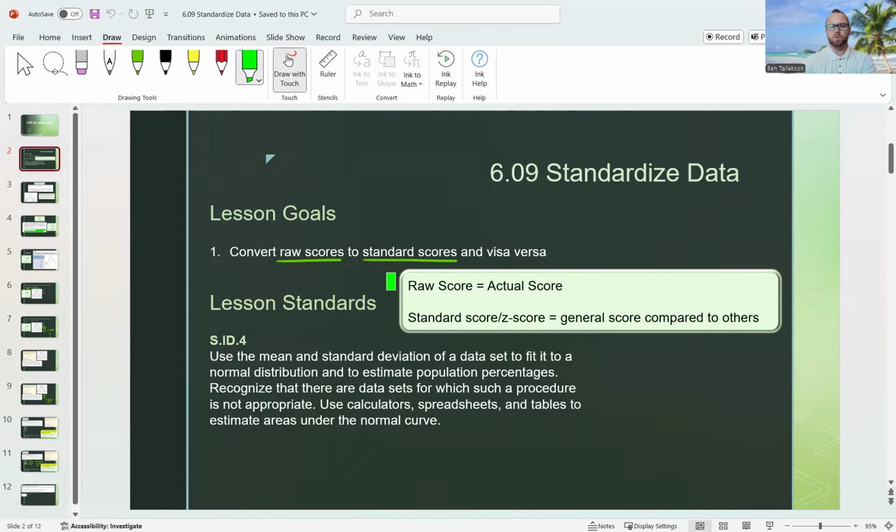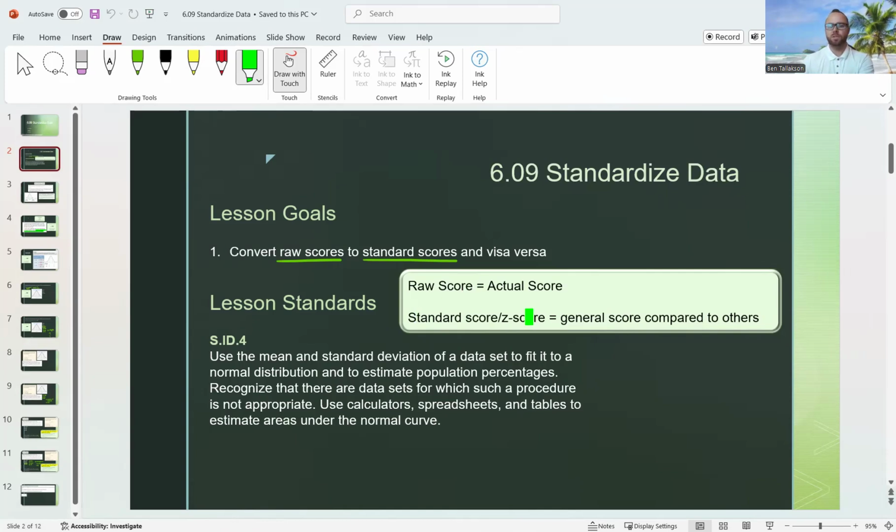A raw score is the actual score, meaning if you got, let's say, 82 points on a test, that would be your actual score. When we're talking about raw scores, we don't talk about the total, like 82 out of 100. We just talk about the points you earned.